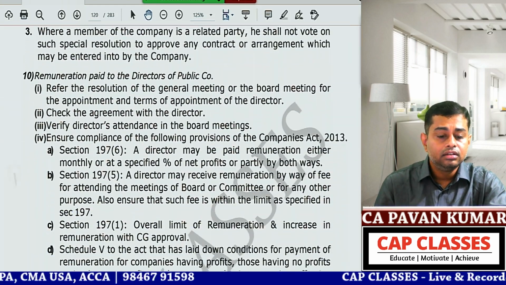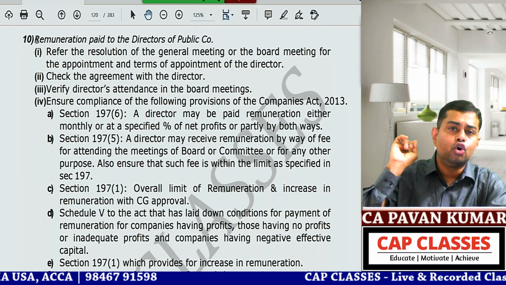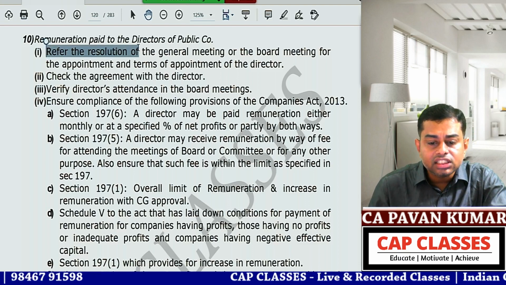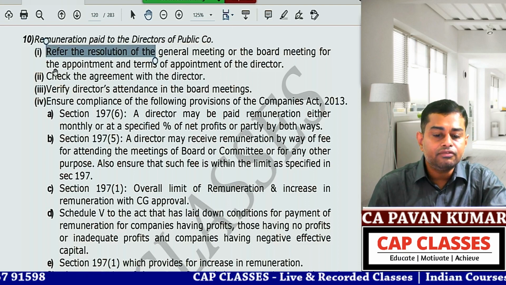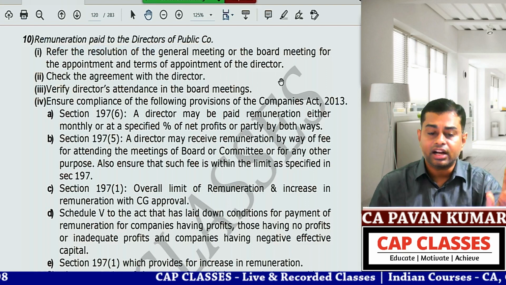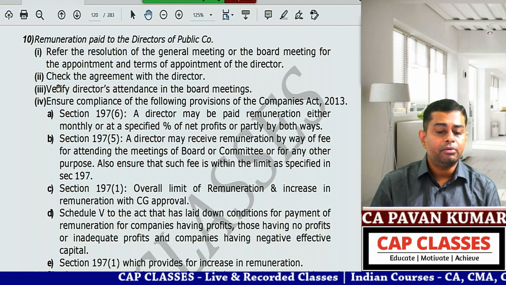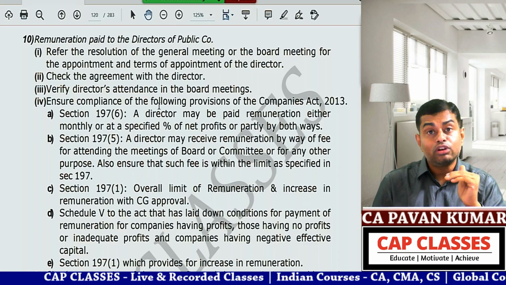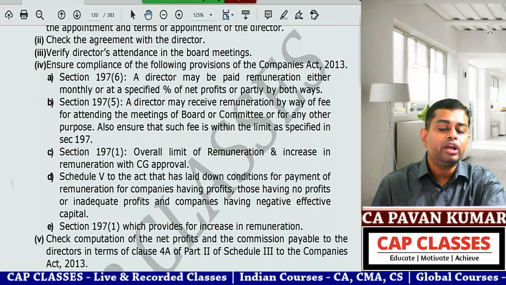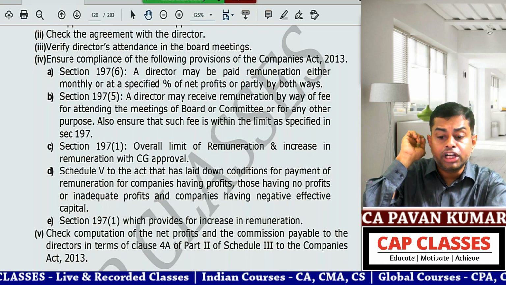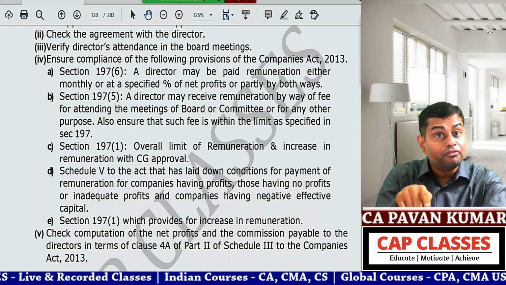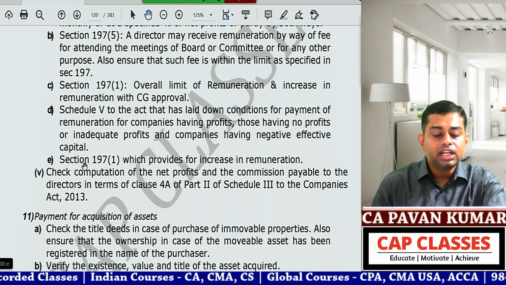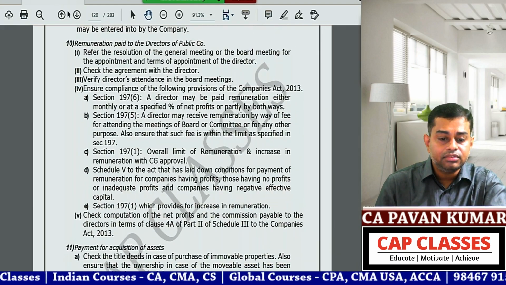Then see, remuneration paid to directors. You open that, it is 4 pages. Here, refer to the resolution of the general meeting or board meeting for appointment and terms of appointment of director, point number 1. Check the agreement with the director, point number 2. Verify director's attendance in board meetings, point number 3. To verify whether he is actually a director or not, whether he is attending director meetings or not. 4. Ensure compliance with the following provisions. You remember Schedule 5, Section 197, calculation of profit and limits on that. Those sections you will write. Check the computation. Khatam. See the size of the answer.